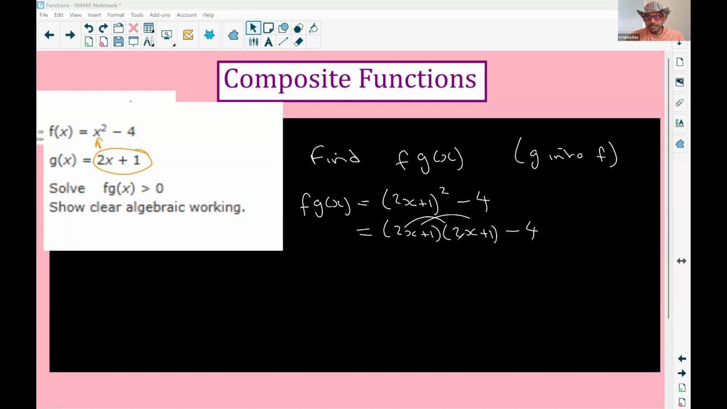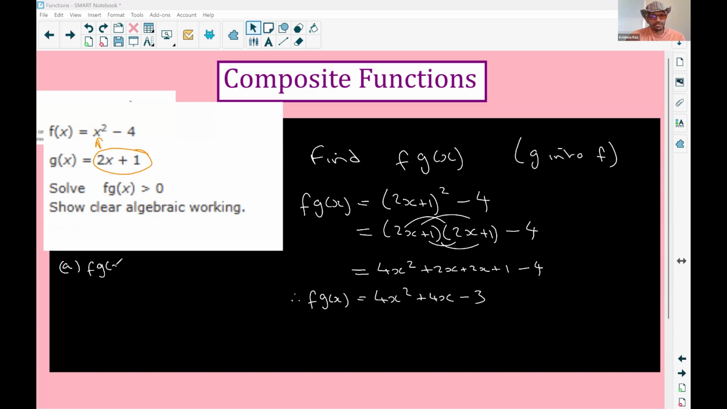So let's use FOIL to expand this. We have 4x squared plus 4x plus 1, and then minus 4. Therefore, f(g(x)) equals 4x squared plus 4x minus 3. Perfect, that's the first bit done. So for the first part of my workings, we have f(g(x)) equals 4x squared plus 4x minus 3.